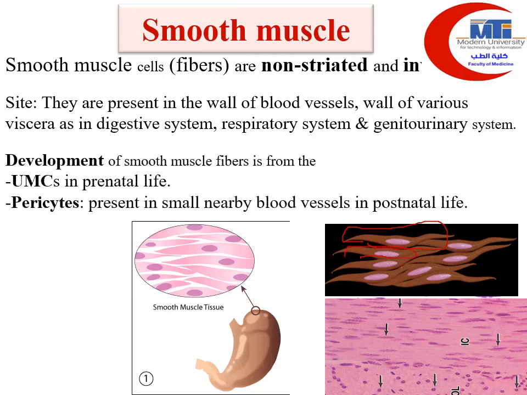What is the development of the smooth muscle? Prenatally, from undifferentiated mesenchymal stem cells; postnatally, from cells called pericytes. Where is the site of the pericyte? It is present in the wall of the blood vessels.